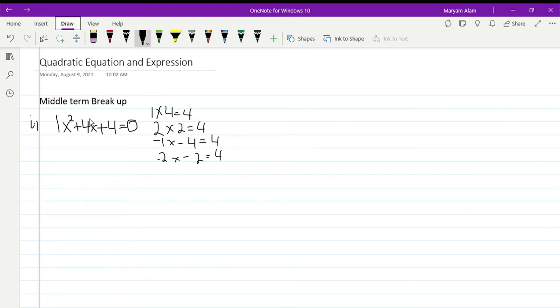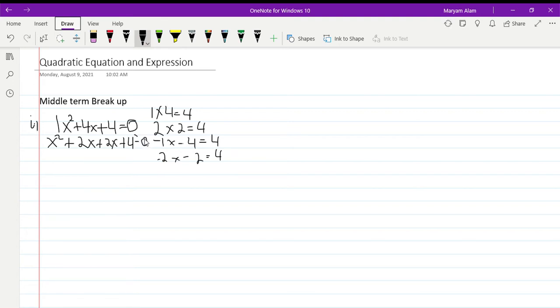So 2 plus 2 is equal to 4. We have to take this scenario, this number. If we take minus 1 and minus 4, that will become minus 5x. So 2 and 2: we will break down 4x into 2x and 2x. So it will become x squared plus 2x plus 2x plus 4 is equal to 0.